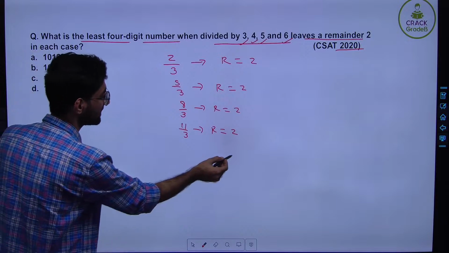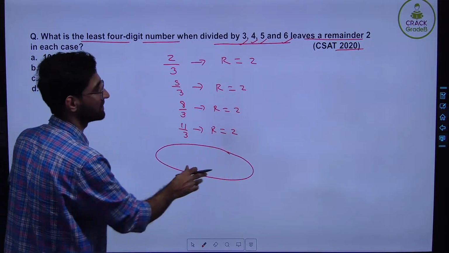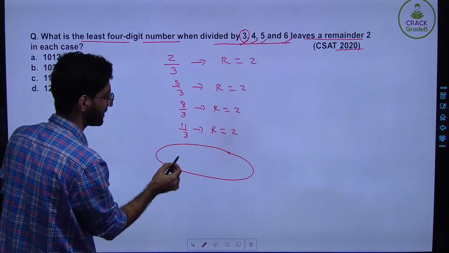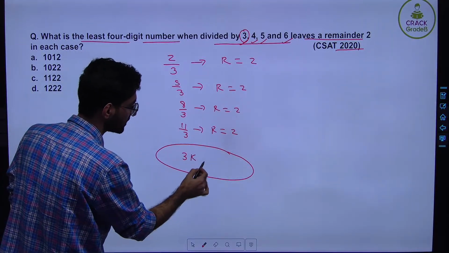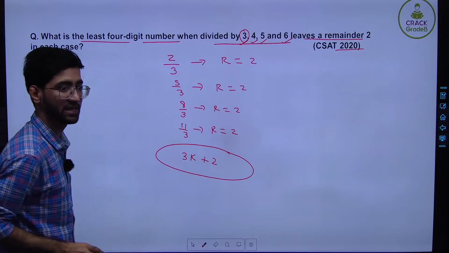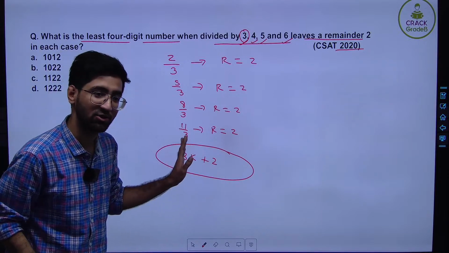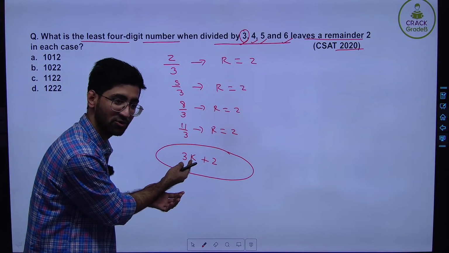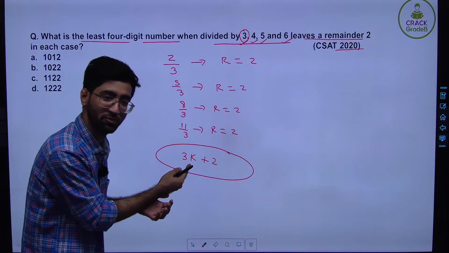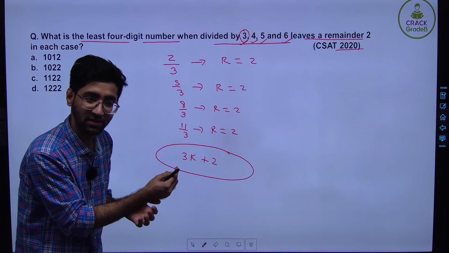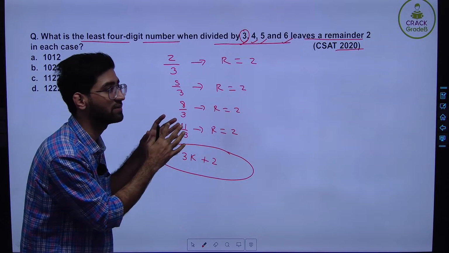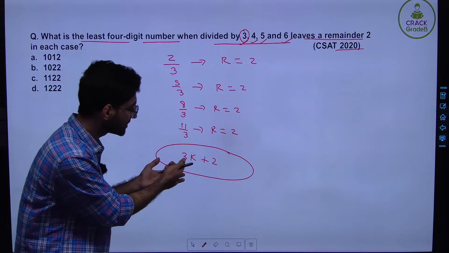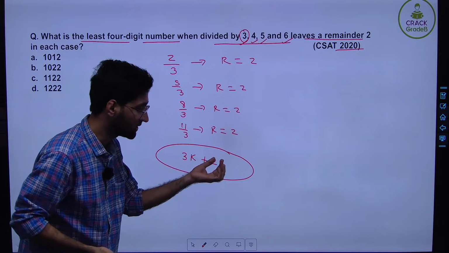So basically you have to find a number, if you divide that number by 3, the remainder should be equal to 2. So that number will be of the form 3k plus 2. Don't worry, if you are not able to think in that way, I will explain. See, if you put the value of k equal to 0, 3 into 0 plus 2 is 2. I am trying to build the basics, right? That is how you can think about this question. So if you put k equal to 0, you will get 2.